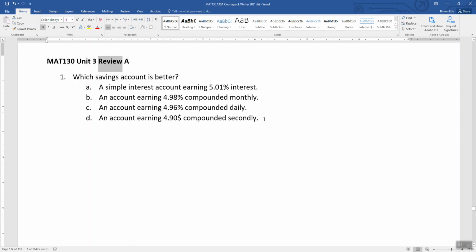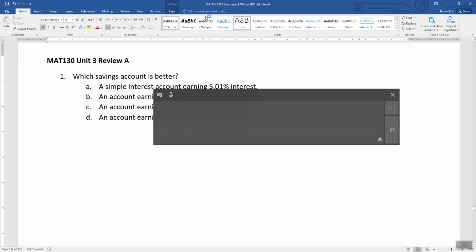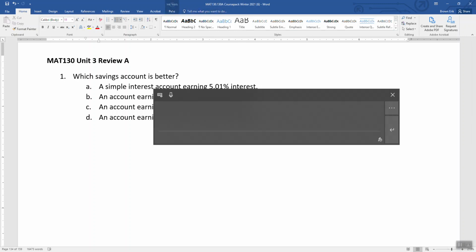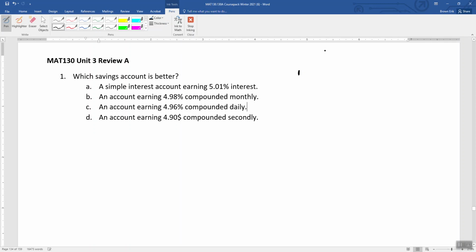Well, we have a nice formula called the effective interest rate, and that is, now my pen isn't working, come on, here we go: E equals (1 plus R divided by M) to the N, minus 1. I think it's plus, actually. So we can use this to compare our three compound interest rates.